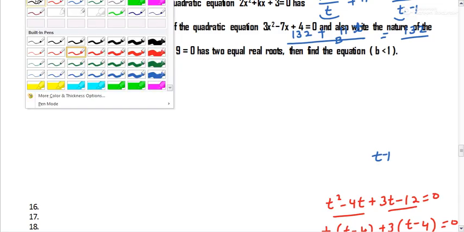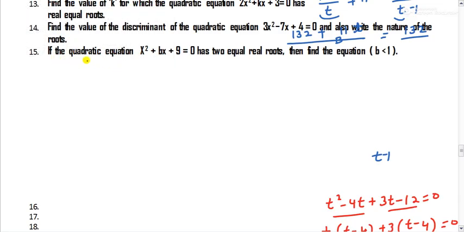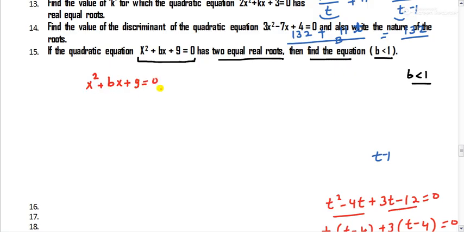So the question says, if the quadratic equation x square plus bx plus 9 equals 0 has two equal and real roots, then find the equation, b is less than 1. Means b should be less than 1. So they have given an equation. It is x square plus bx plus 9. You need to write the value of b, and it should be less than 1. So how are you going to find this?